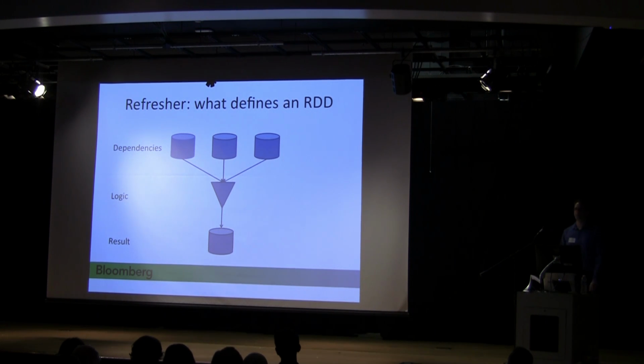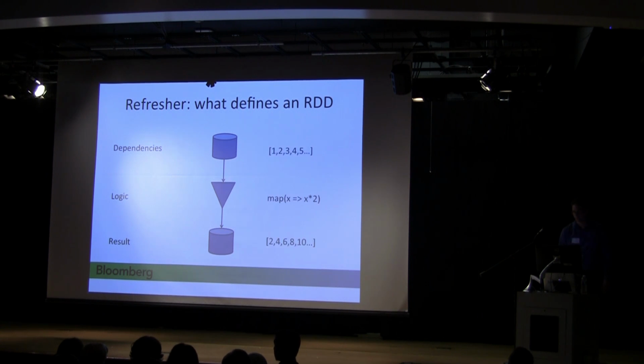So if you have an RDD as a result, it has some number of dependencies, between 0 and any number of RDDs that it depends on. There's logic applied to those previous dependencies in order to produce the result. And if we lose our result, we can just do this again in order to get it back.